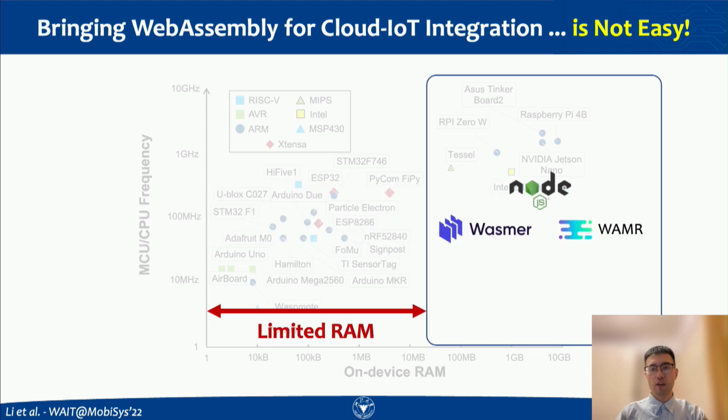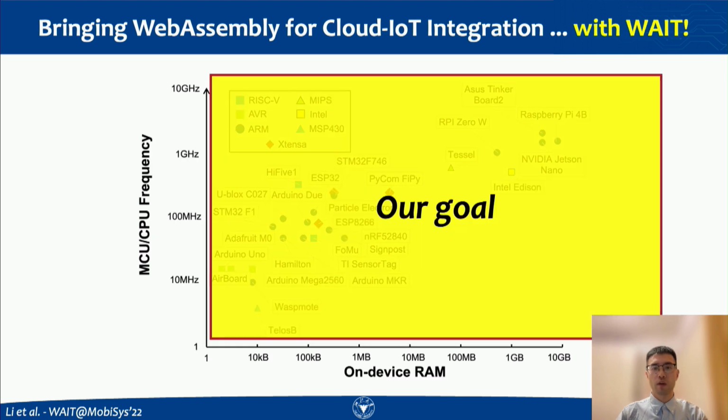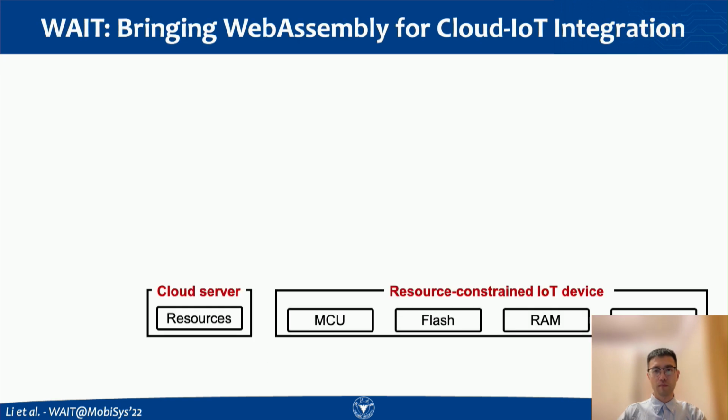Node.js, Wasmer, and WAMR could only run on high-end IoT devices due to the limited RAM. Wasm3 is the state-of-the-art lightweight WebAssembly runtime. It can only serve on several low-end IoT devices, also due to the limited RAM. Toward this challenge, we propose WAIT to enable better cloud IoT integration. Our goal is to facilitate seamless WebAssembly execution, especially on resource-constrained IoT devices.